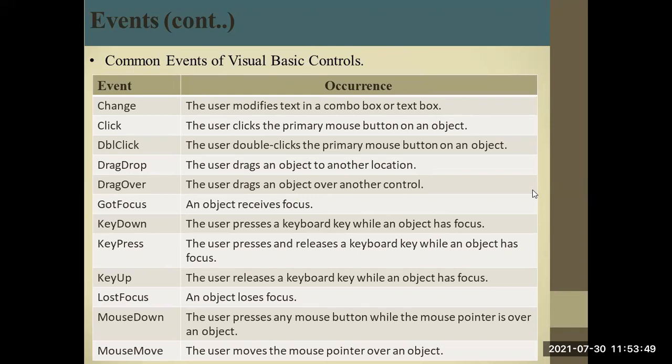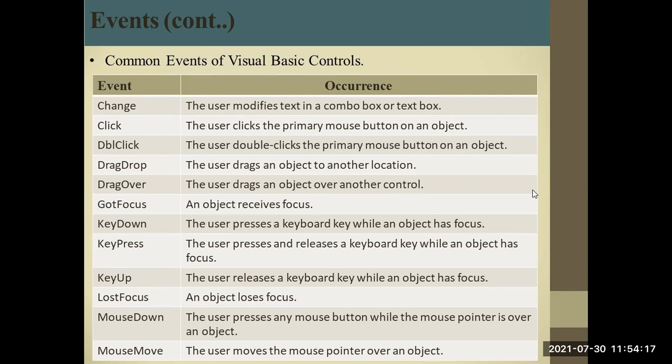Then one of the next important events is lost focus, as already discussed. An object will lose the focus. Same example: two objects are there, object one and object two. Suppose initially we are executing object one, so it has the focus. As soon as we start executing object two, object one will lose focus. This lost focus event is associated with a particular object.